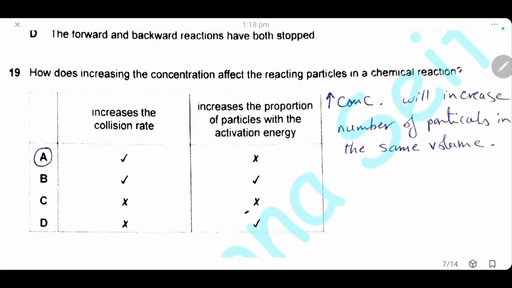Question 19. How does increasing the concentration affect the reacting particles in a chemical reaction? Concentration will increase the number of particles present in the same volume, so this will increase the rate of collision. But of course, it will not increase the proportion of particles having energy higher than or equal to the activation energy. Concentration will affect only the number of collisions, and it will not affect the activation energy, so the answer is A.